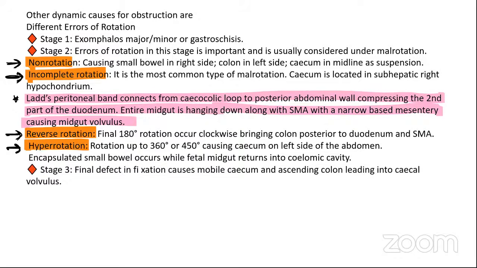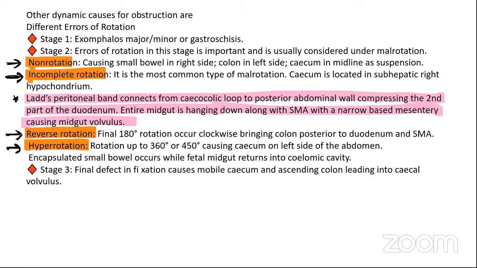Sometimes reverse rotation occurs. In the final 180-degree rotation, it normally occurs clockwise, bringing the colon posterior to the duodenum and the superior mesenteric artery. But in reverse rotation, what will occur? It will come anteriorly, right? It won't go posterior to the duodenum. Sorry. Another is hyperrotation.